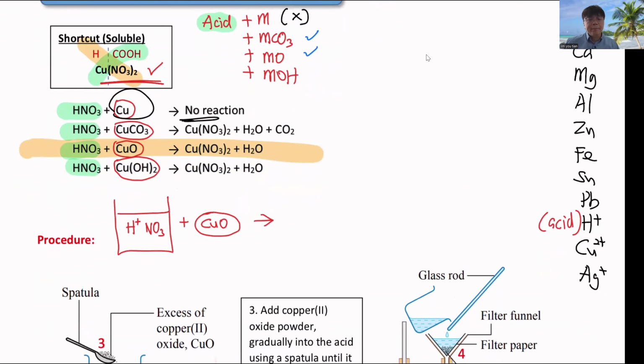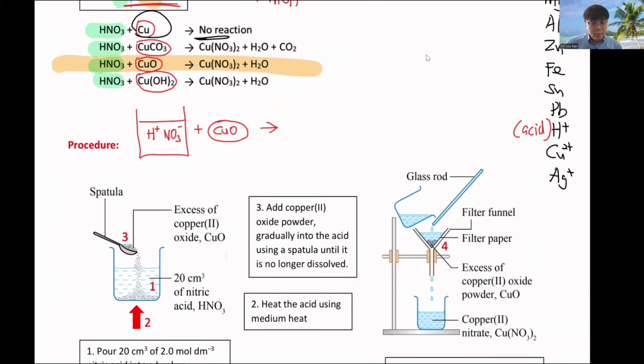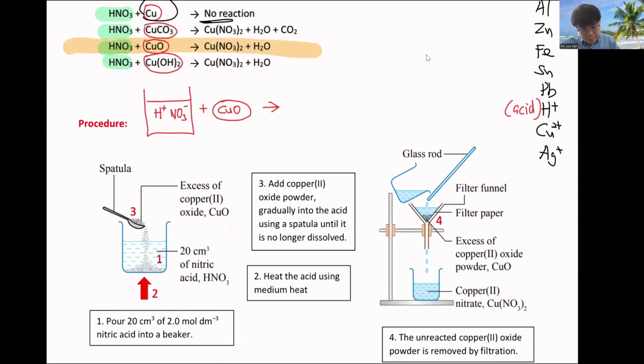Okay, copper 2 oxide. So the first step, I write: pour 20 cm³ of 2 mole per dm³ nitric acid into a beaker. You can write 50, or 100, doesn't matter. 1 mole per dm³ is also okay. So for this number, you can just draft a number, as long as it is within the range.